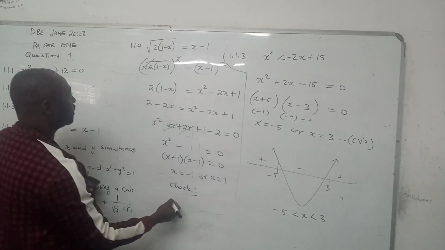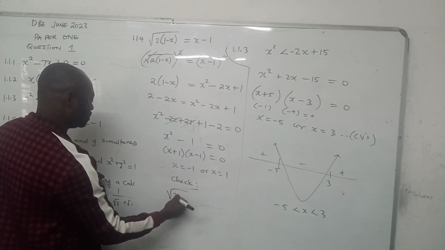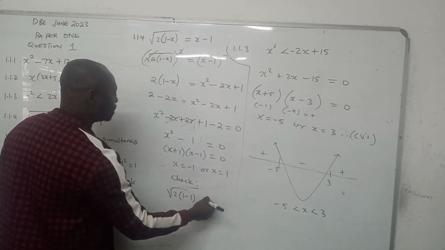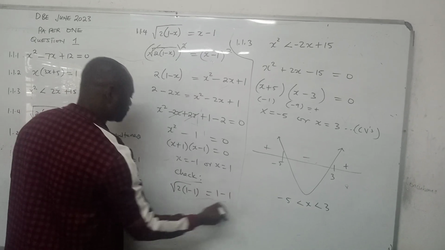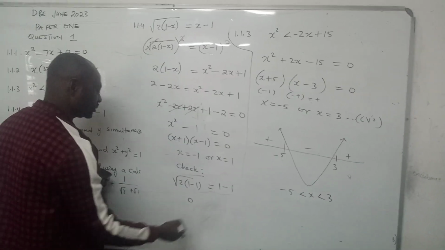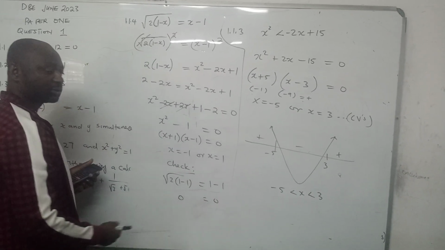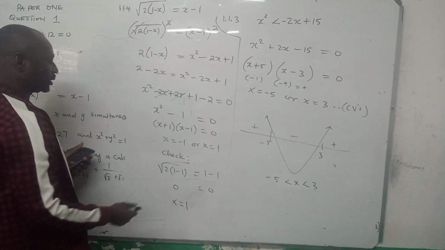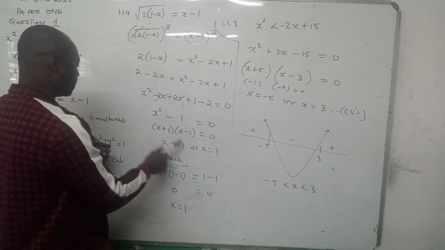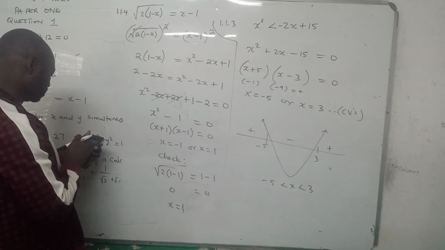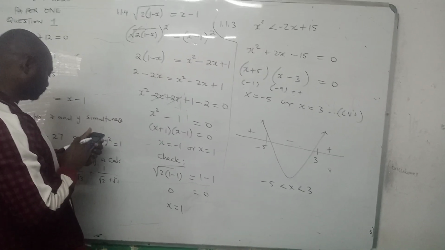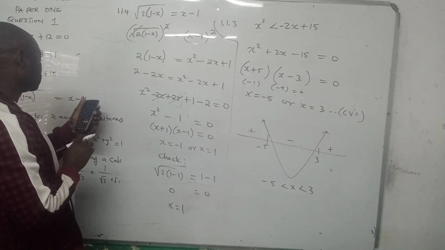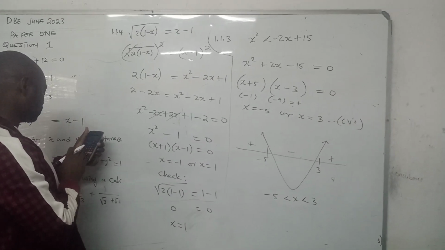So let's see, square root 2 into bracket 1 minus 1 is equal to 1 minus 1. Here gives me 0. Here is also giving me 0. So it means x equals 1 is okay. You can also confirm with minus 1 and see. So you change the situation, put into bracket 1 minus into bracket minus 1.